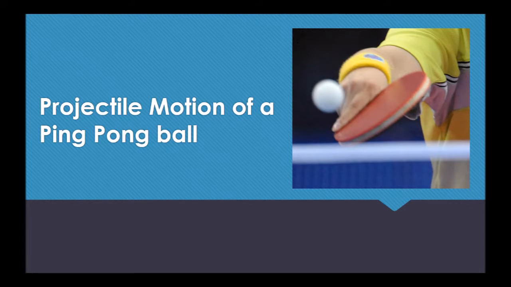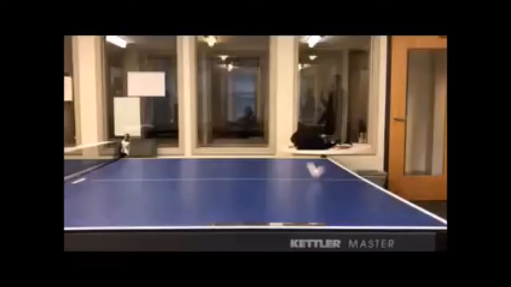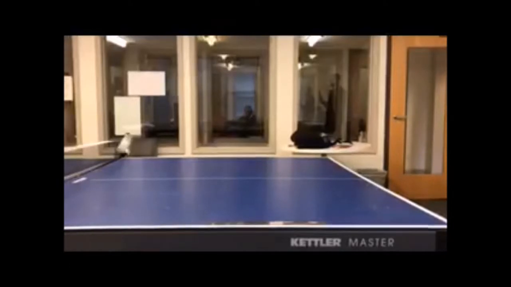For our project, we decided to analyze the projectile motion of a ping pong ball being hit across a ping pong table. We used a 38 millimeter and .0027 kilogram ball. As you can see in this video, James hit the ball from the right side of the table and the ball bounced in a parabola shape.